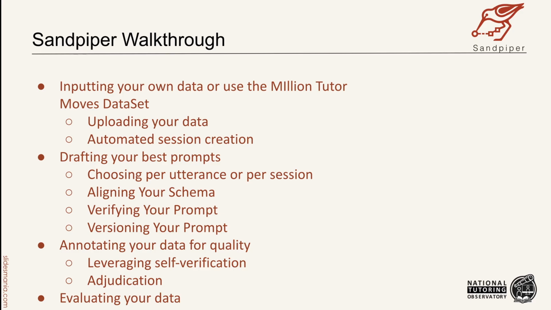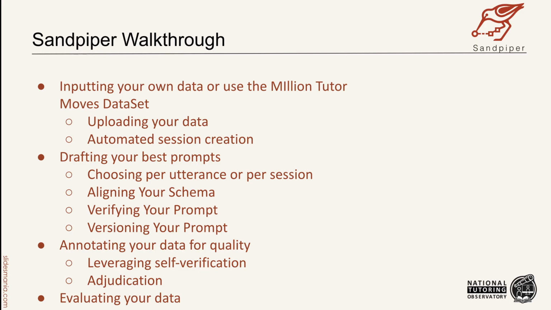In the first chapter, we're going to input our data into the tool or use the Million Tutor Moves dataset. In the second chapter, we're going to get into drafting our prompts, seeing how we verify our prompts, and even looking into prompt versioning. In the third chapter, we're going to start annotating our data by creating a run or a run set. Our annotations leverage self-verification and adjudication, which improves the quality of those annotations significantly. Finally, we'll look into evaluation so you can compare runs against each other.